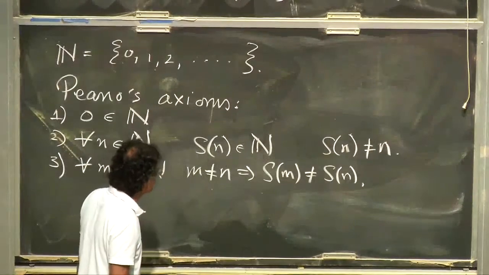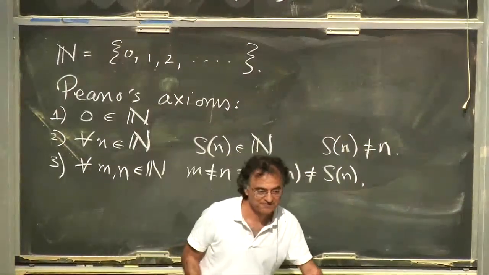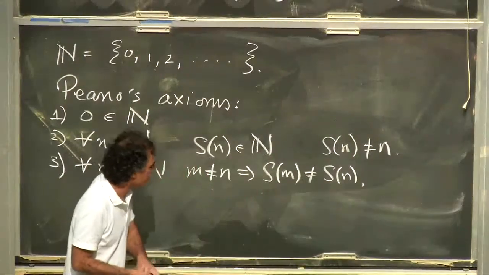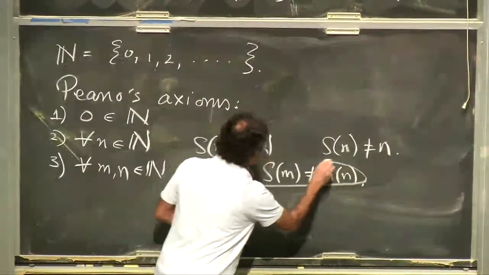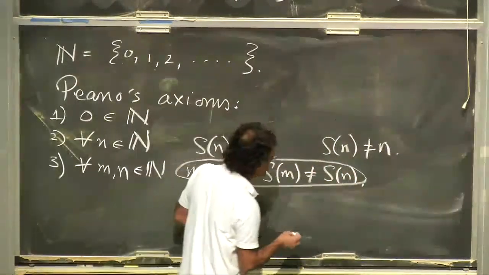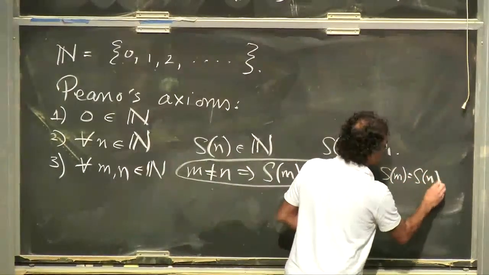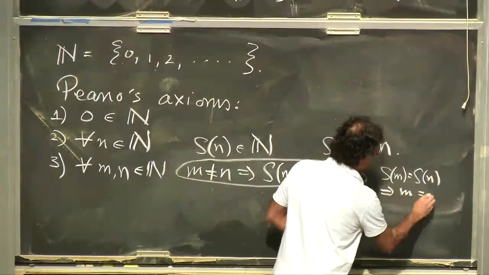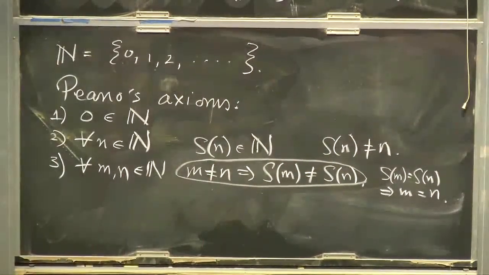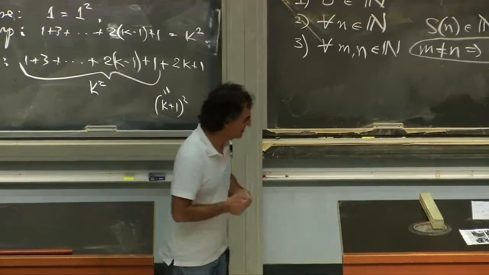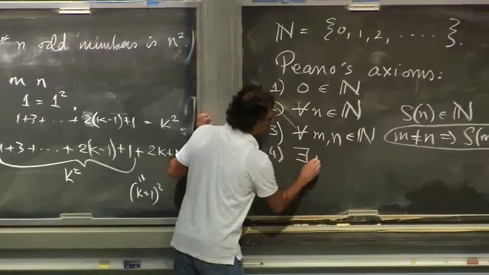I guess the way this is usually stated is as a contrapositive. Okay? Shall I state it as a contrapositive? This is not how it's usually stated. Okay. The way it's usually stated is if S of m equals S of n, then m equals n. The only way you can hit the same value is if you start from the same thing. 4. There does not exist n.